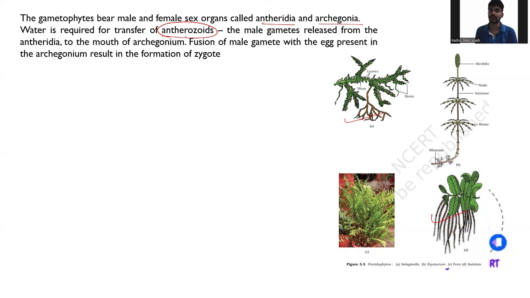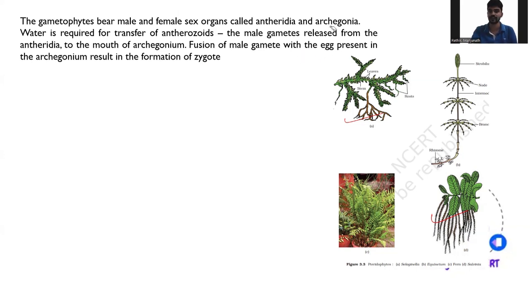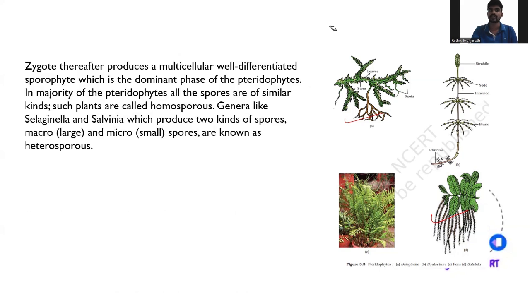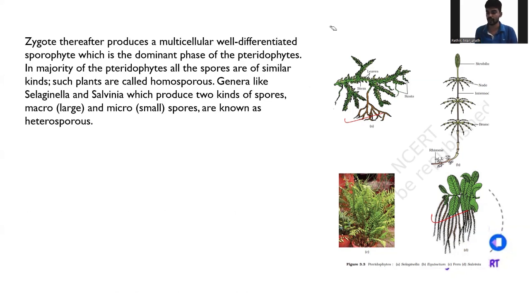These antherozoids have to reach the mouth part of the archegonium, and fusion will happen where the male gamete fuses with the egg which is present in the archegonium. As a result, there is a formation of the zygote. So this was all about how fertilization normally happens, like how the zygote normally forms. Is this clear to you? So as I told, now the zygote is formed.